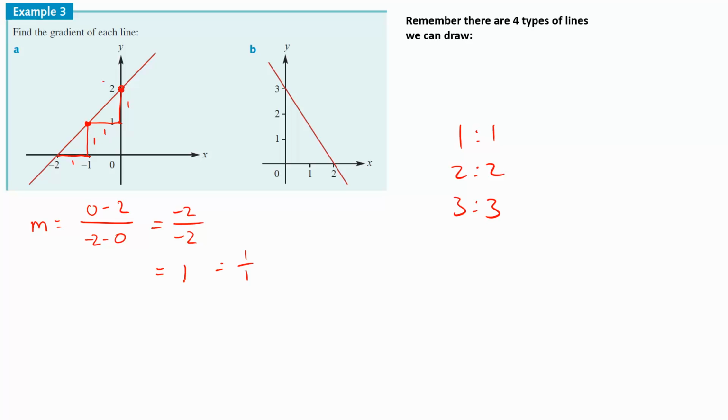Now, we will say this is a gradient of 1. So I'm going to write here gradient of 1. I'll write over here m equals 1. Now, let's do the next one.